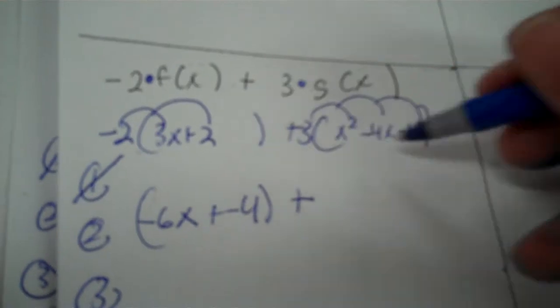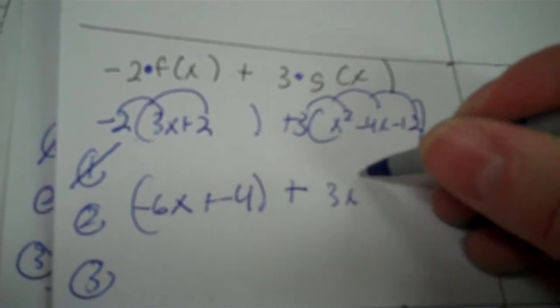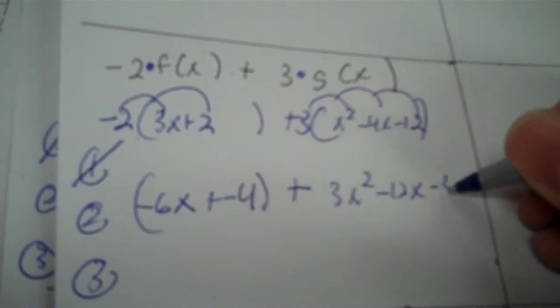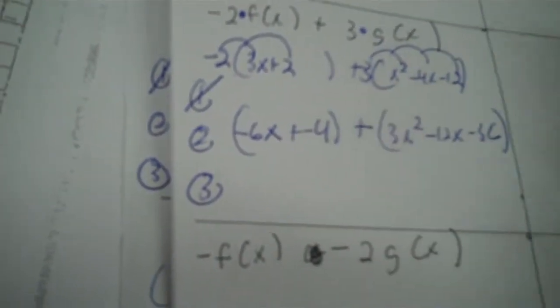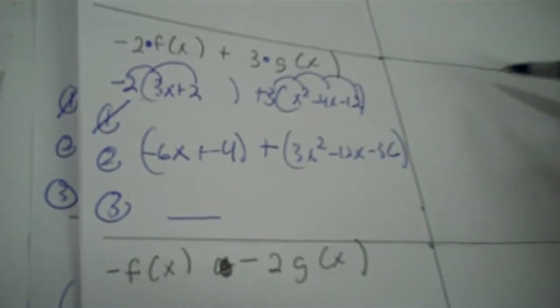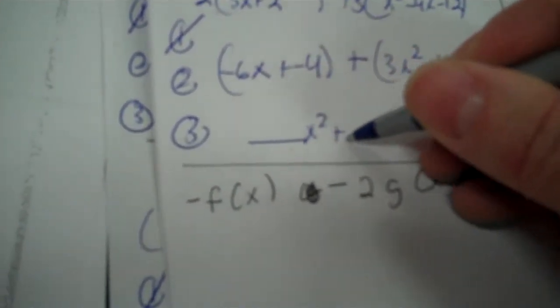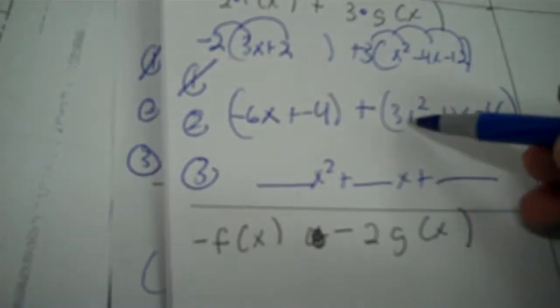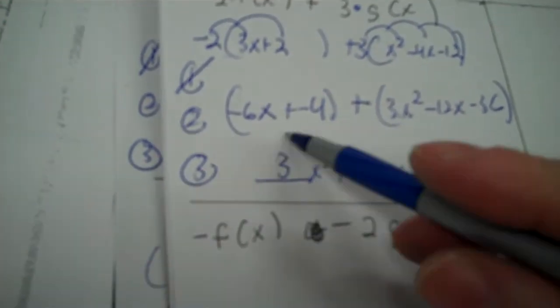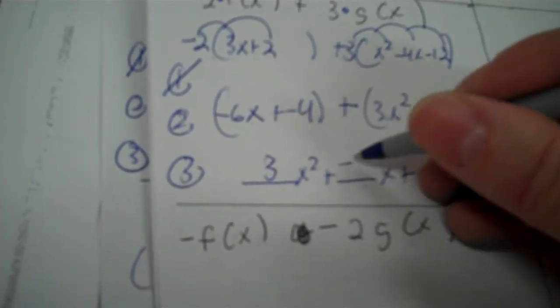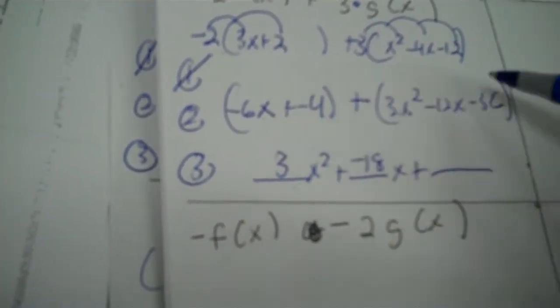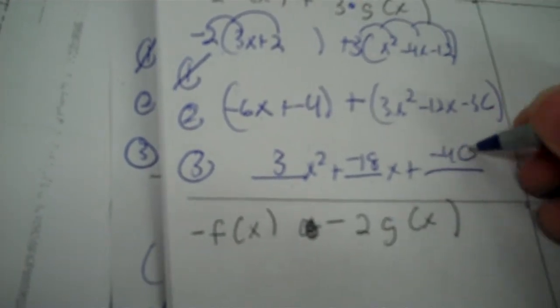So negative 2 times 3x is negative 6x plus negative 4. Plus, and I have to find this product, 3x squared minus 12x minus 36. Okay, now it's just a plus, so you don't have to do any FOIL, okay? X squared your highest, you have 3. X, you have negative 6, negative 12, that makes negative 18. Negative 4, negative 36 is negative 40.